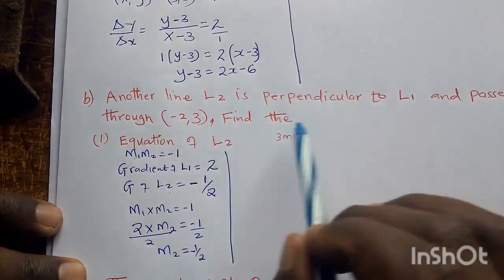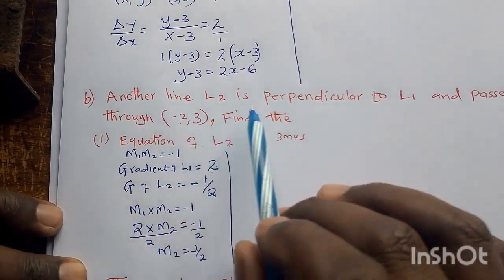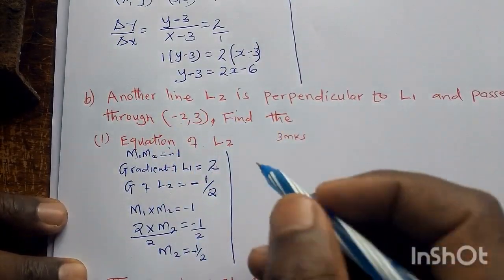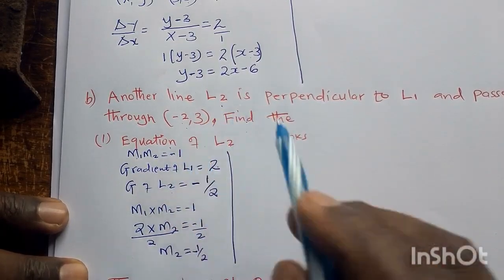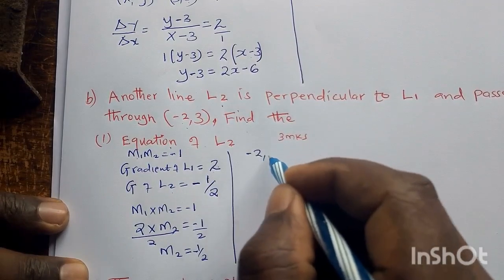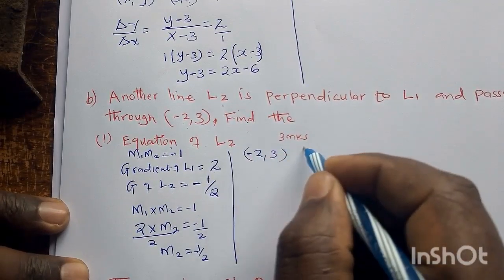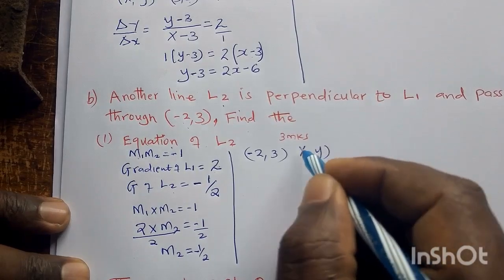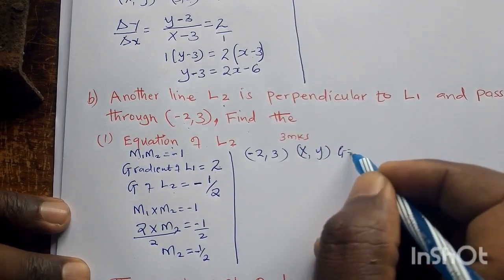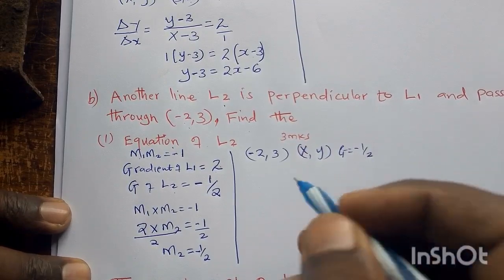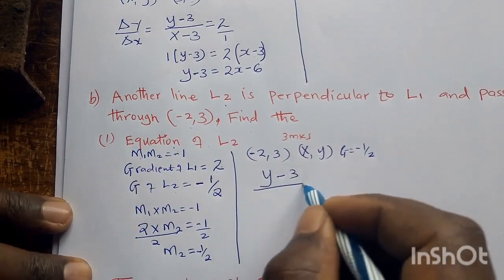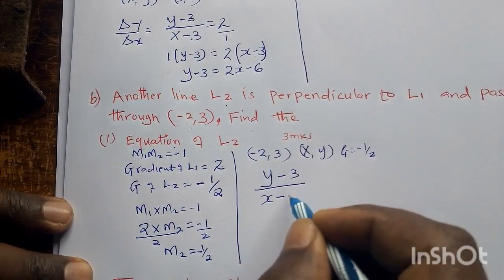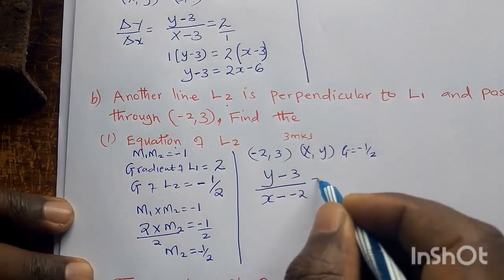Now we are looking for the equation. We have been told that the line L2 passes through this point. Now we have the point (-2, 3). We have the general point (x, y). And we have the gradient, which is -1/2. So what you do: y minus 3 over x minus -2. The answer is -1/2.